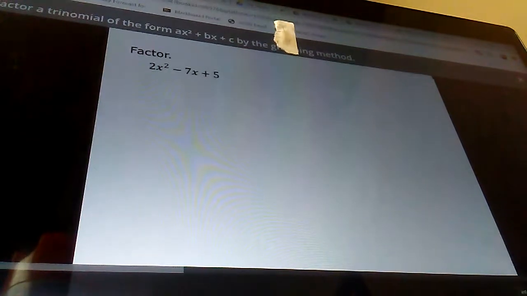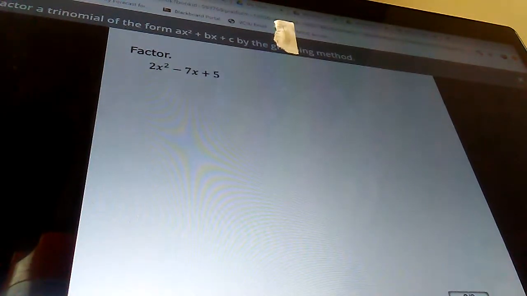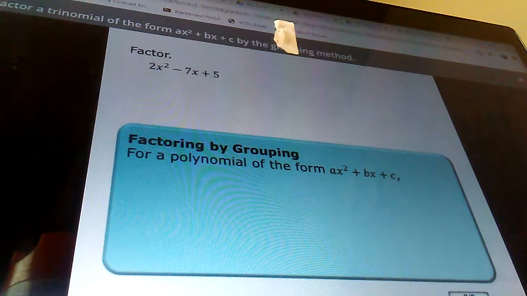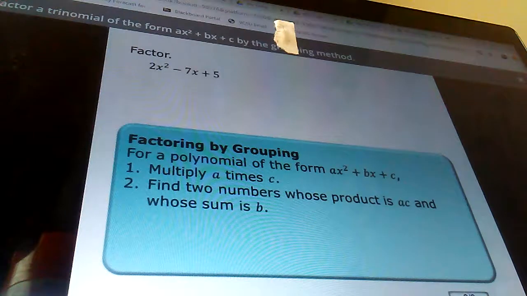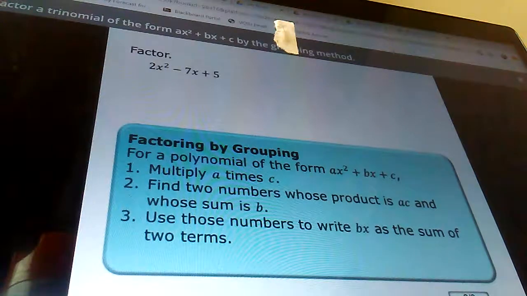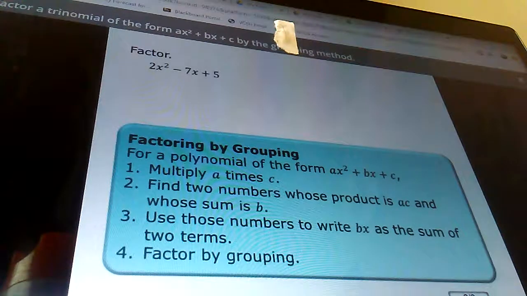We're going to factor this polynomial using factoring by grouping. Here's the procedure for using the grouping method. First, multiply the coefficient of the first term, a, and the constant term, c. Then find two numbers whose product is the same as a times c, and whose sum is b, the coefficient of the middle term. Rewrite the middle term, bx, as a sum using these two numbers. Finally, factor by grouping. Let's try it.